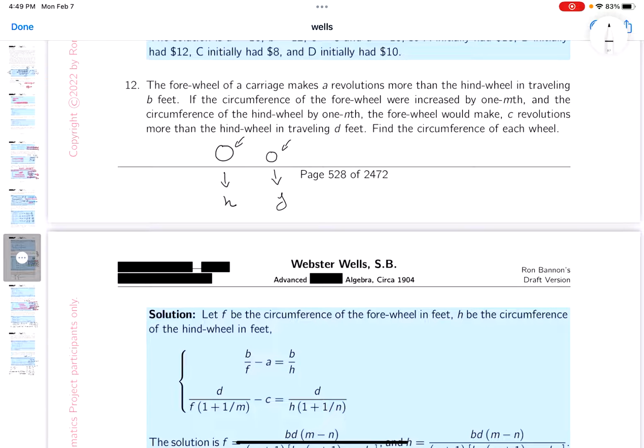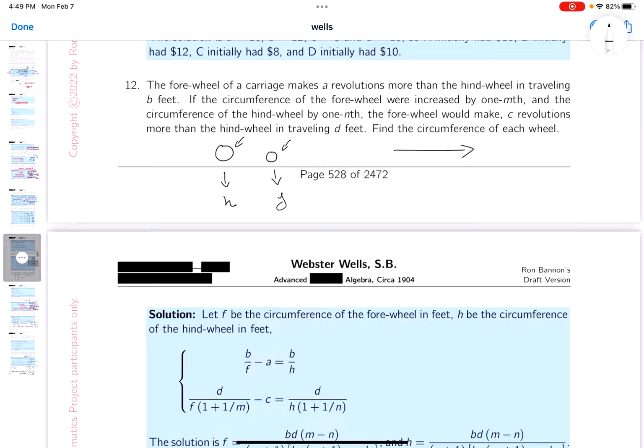And it says, a forewheel of a carriage makes A revolutions more. So I know they're talking about revolutions now. Right? Now I'll get to that later, but right now I want to talk about the revolutions they're doing. And it says that they're traveling B feet. So H is in feet, F is in feet, and B is in feet. So they're going forward B feet. So how many revolutions would they make then?